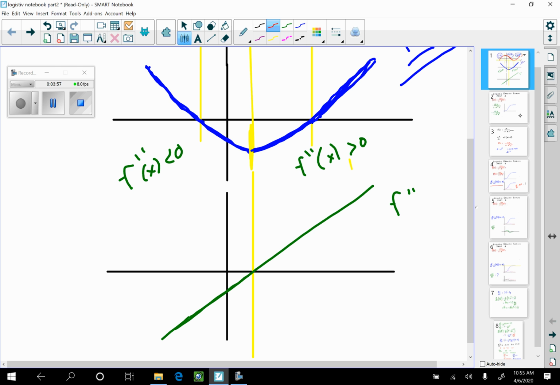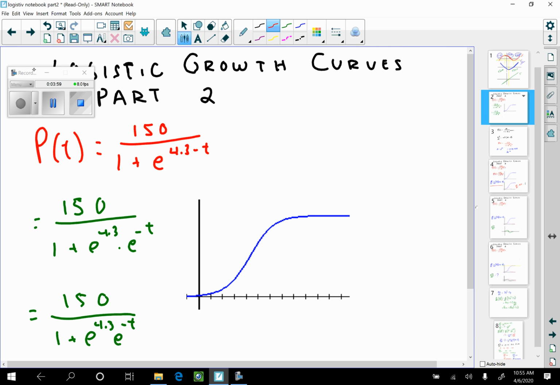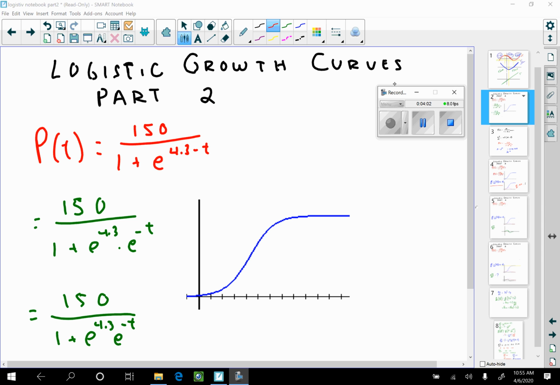So I'm going to go back here and go to an example. Here I have a new logistic growth model. This is called the logistic growth curve, part 2. There's a couple of parts of this that are kind of confusing, but we need to clear it up. So I have my growth model, and my growth model is a function of t. These are t values here. And the y, the horizontal, gives me my population model.